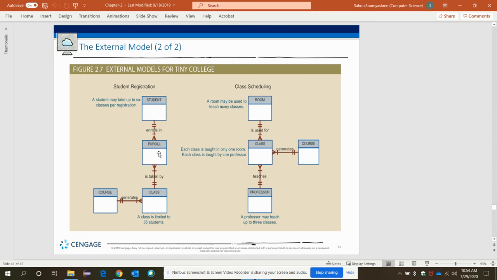Then here, this is one external model for a tiny college system. This is your student registration. This is your class scheduling. So it's in the format of your Crowfoot diagram of the entity relationship model. So student, enroll, class, course are the entities, and these are the types of relationships between them. Likewise, your class scheduling.